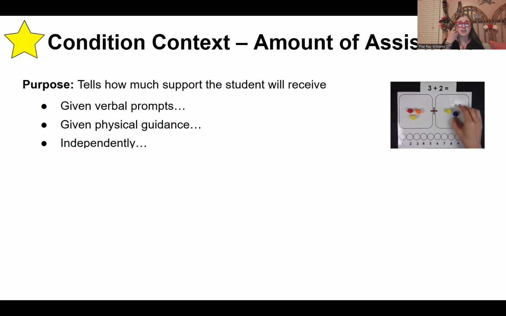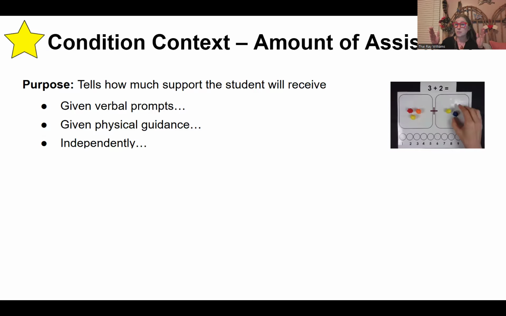All right, for the next condition, it's called the amount of assistance. And for those of you in birth to 5, for those of you who are working with students with complex support needs, there are many times that you are going to write IEP goals with conditions that really are just the amount of assistance. And really what that is, it just tells how much support the student will receive in order to correctly demonstrate or perform the skill. And the reason that we use the amount of assistance is because the student is not currently demonstrating this skill independently.